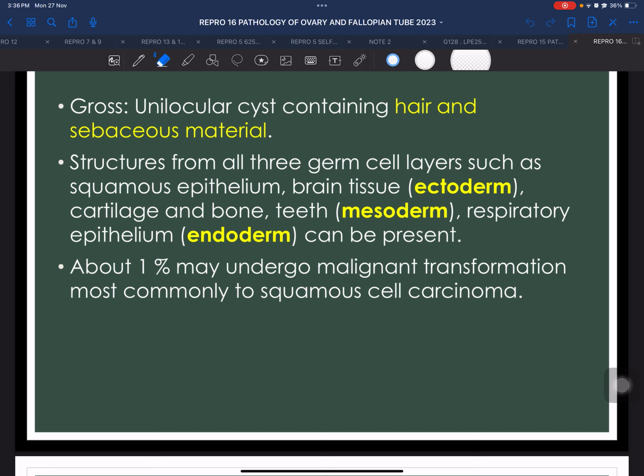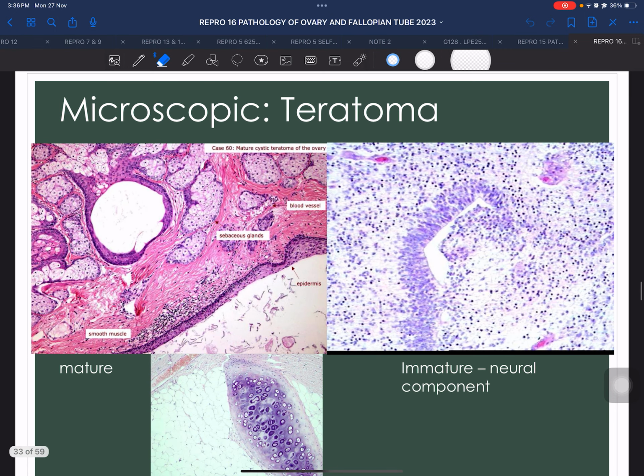Okay? And the distinguishing feature, as I mentioned, is the presence of immature elements, particularly the neuroepithelial differentiation, the immature neural component. Okay? So this is a mature teratoma where you can see skin here, the stratified squamous epithelium. And then you have the sebaceous glands here, you have fat, you have the cartilage. So this is a mature teratoma.